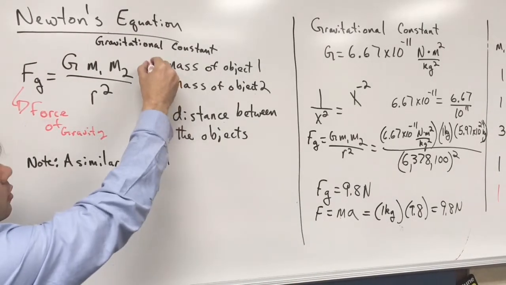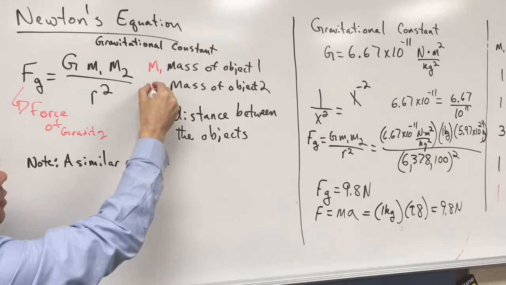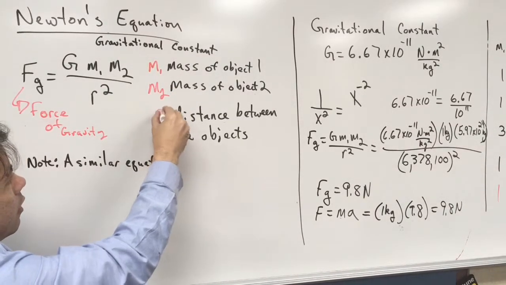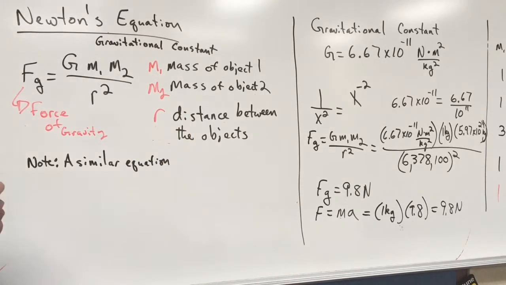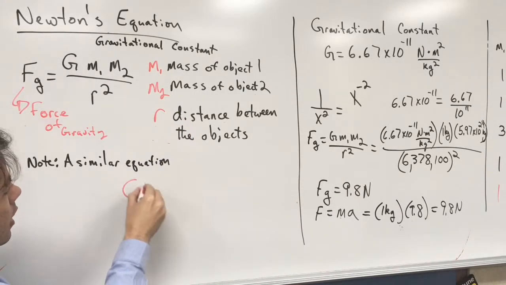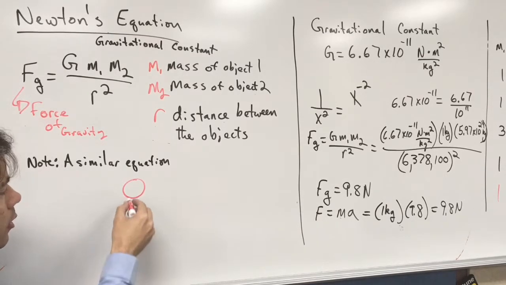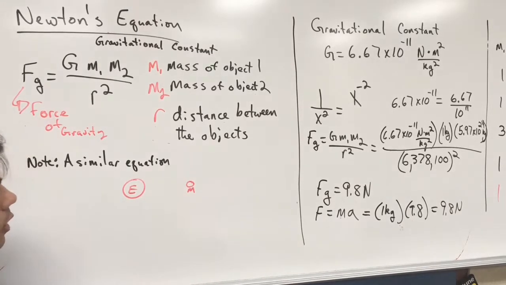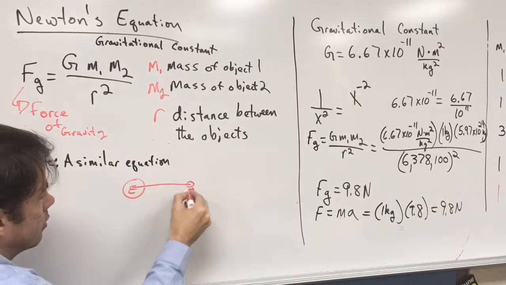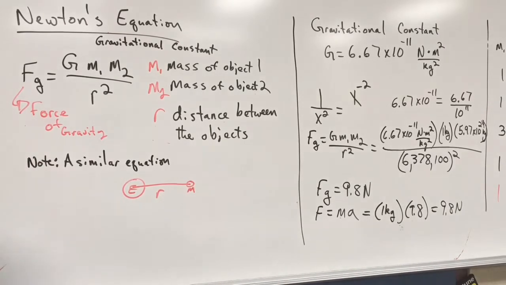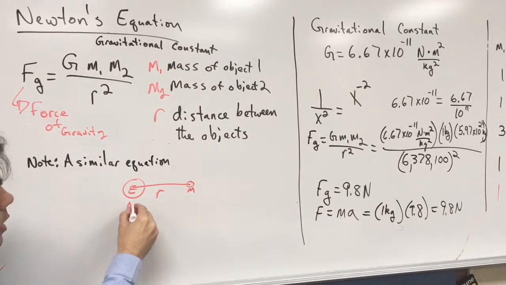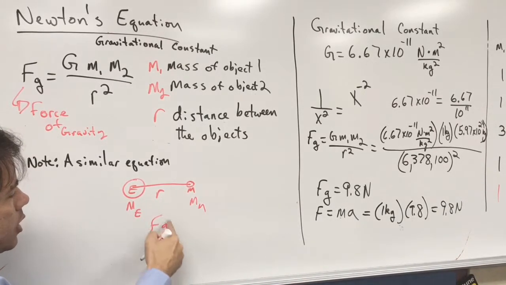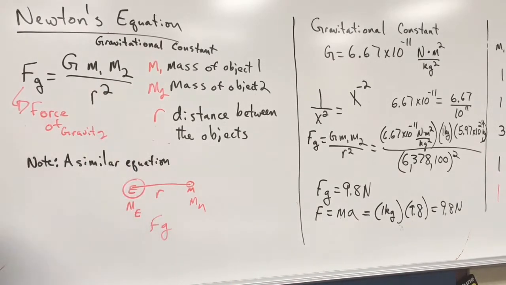So m1 is the mass of the first object, m2 is the mass of a second object, and r is the distance between the objects. For example, I have the Earth, and I have the moon. This distance r, and then this object has a mass, and this object has a mass. The force of gravity between them would be equal to this equation.